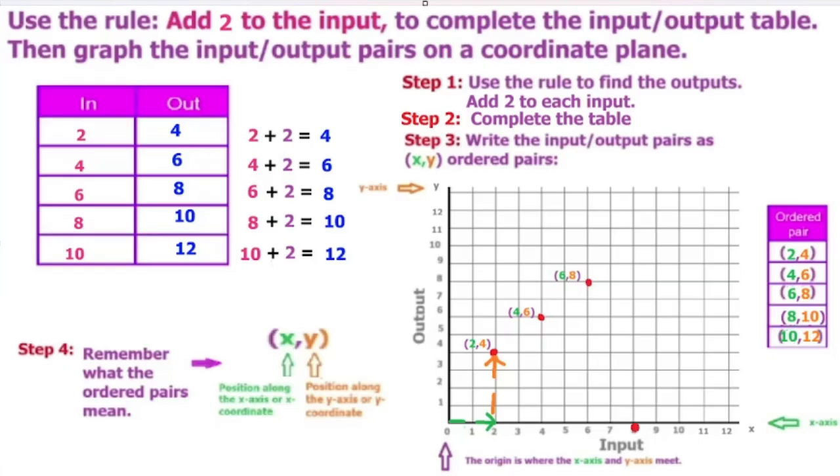So let's do the last 2, and let's go across 8 and then up 10. So we would be here. So let's see that point. There it is. And finally, we go across 10 for the last point and up 12 here for y. So the point would be right here. That's it. And that's how you do that kind of problem.